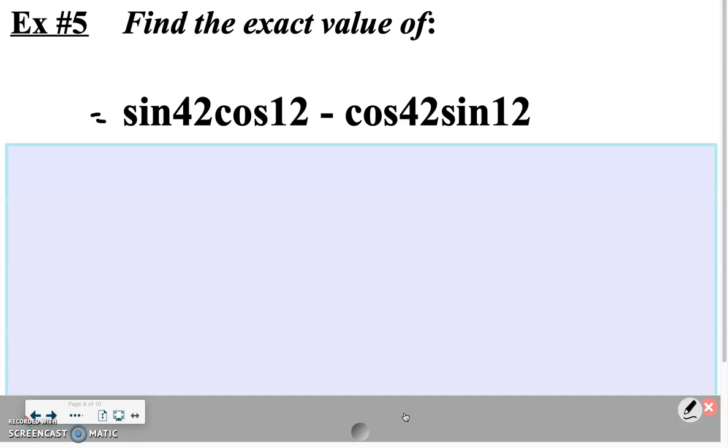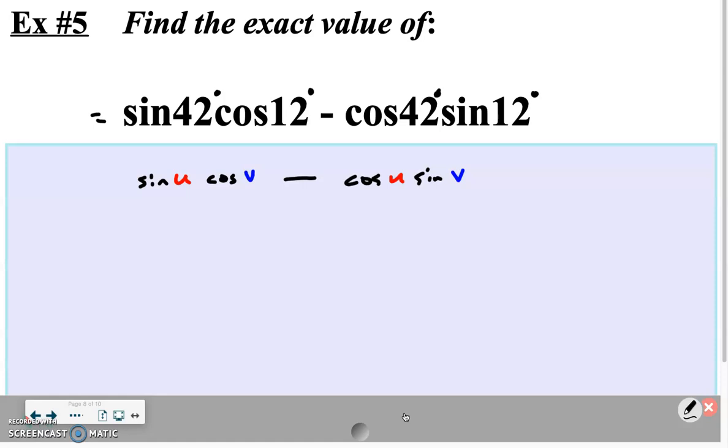So if it's bothering you to see the 42 degrees, and I don't know what happened to my degrees, that was 42 degrees, 12 degrees, again, let's not let that throw you off. But what we have is the sine of u times the cosine of v minus the cosine of u times the sine of v. That's what we're noticing. So our first task is to figure out which of our formulas we see here.